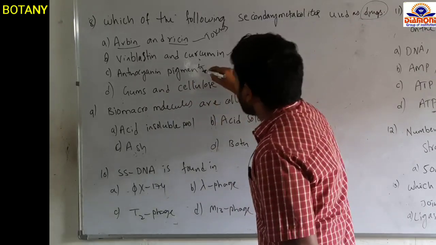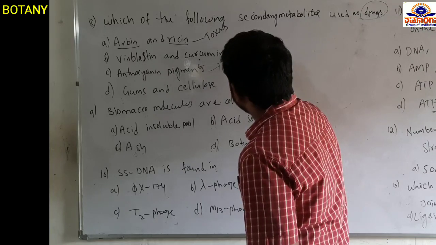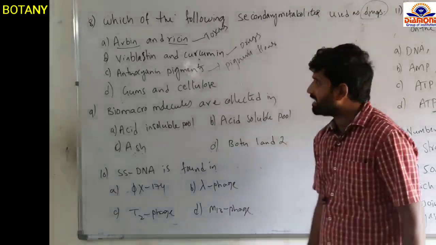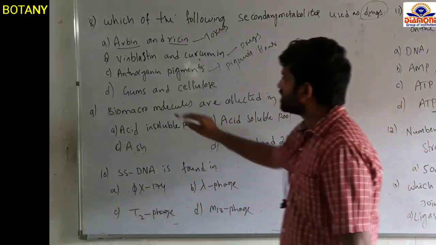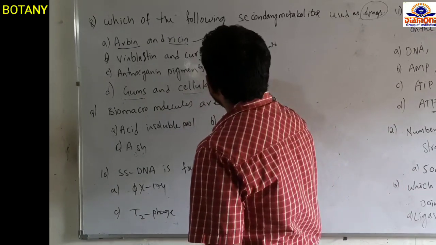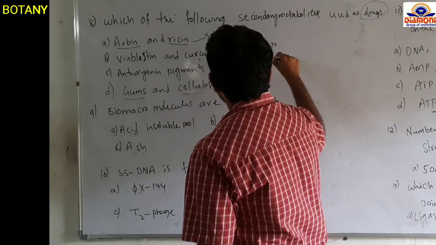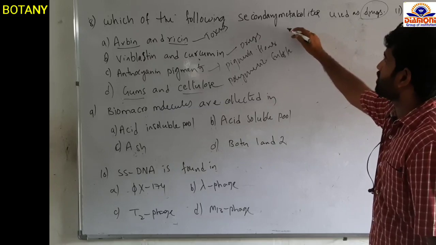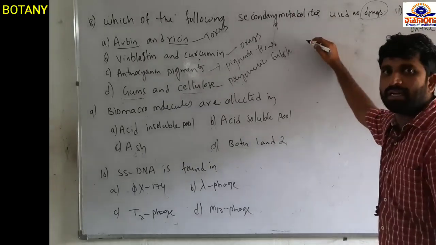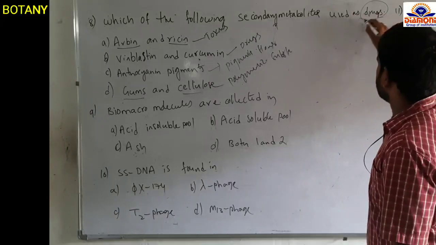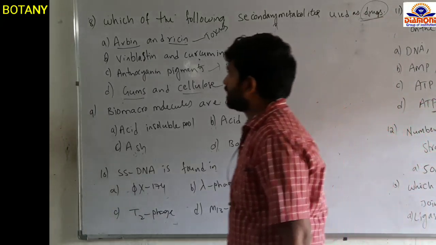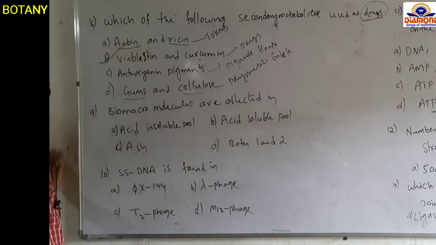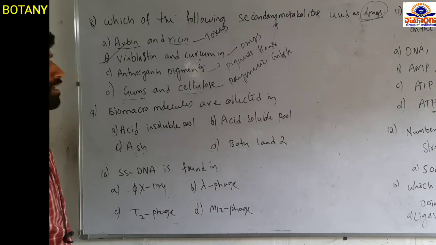Anthocyanin pigments can be used as pigments present in flowers or plants. And option D, gums and cellulose, are polymeric substances. So all four options belong to the secondary metabolites, but only some of them can be used as drugs for different types of diseases. So out of the given options, vinblastine and curcumin are the secondary metabolite drugs.